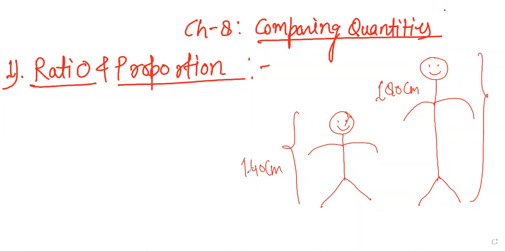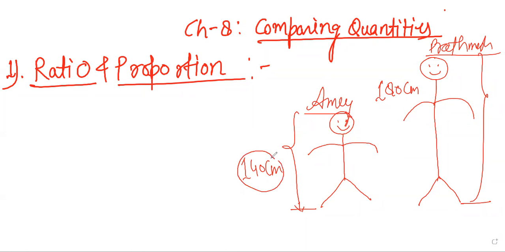Now suppose it's the height of both people. Like this is Ame and this is Prathamesh. I'm just taking an example, don't take it personally. So Ame and Prathamesh's heights are given here, in centimeters. Now my question is how to represent their heights as a ratio. The height in centimeters is this, but what about their height ratio?